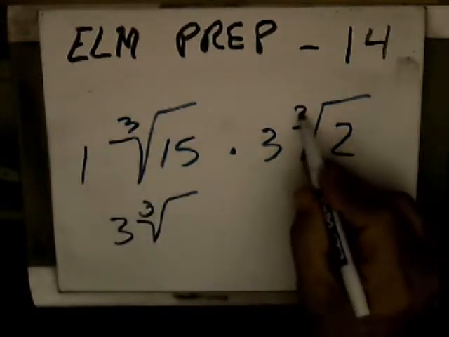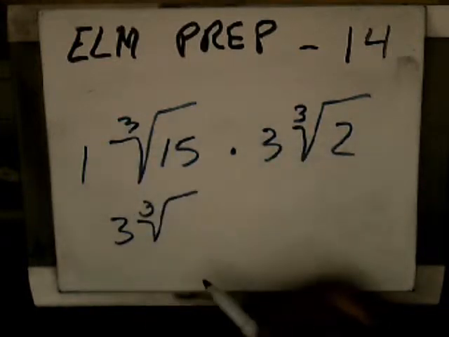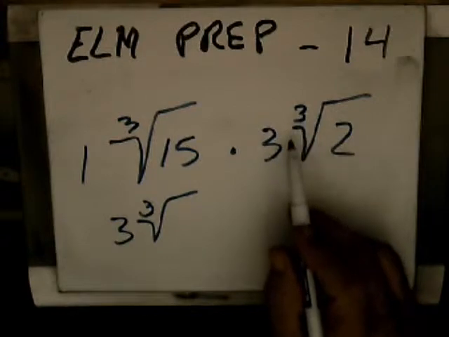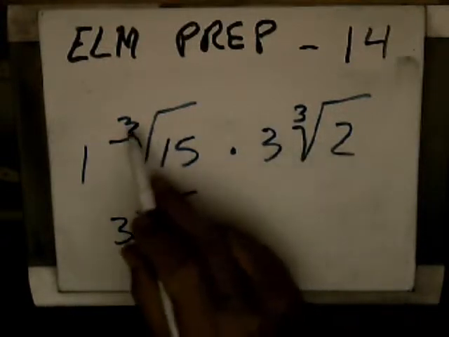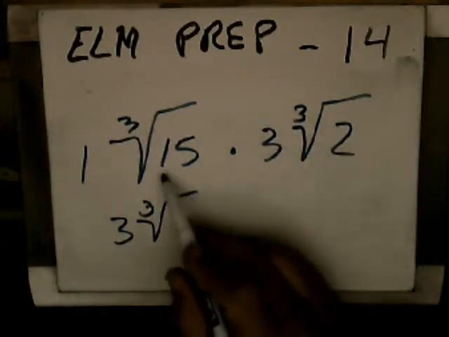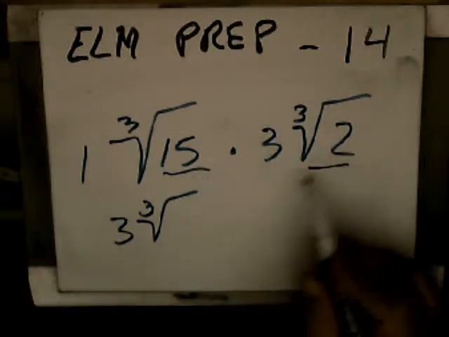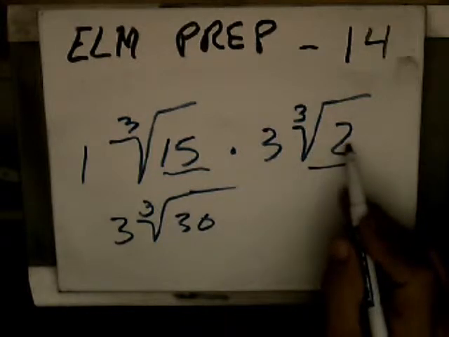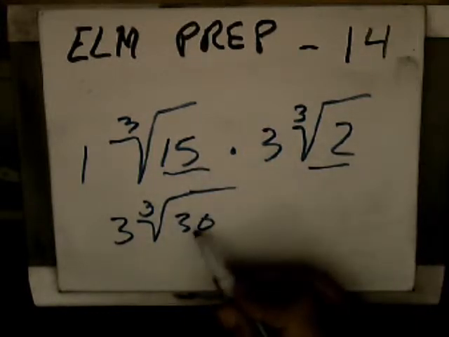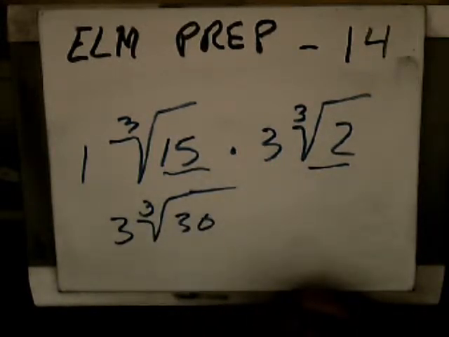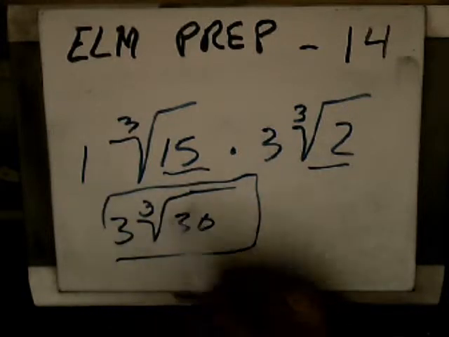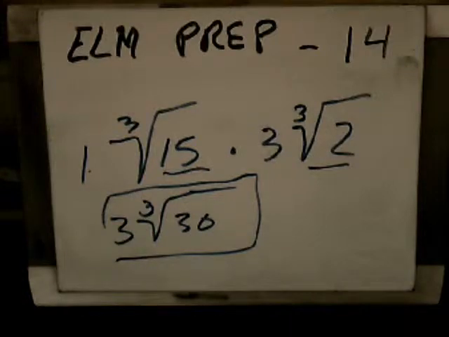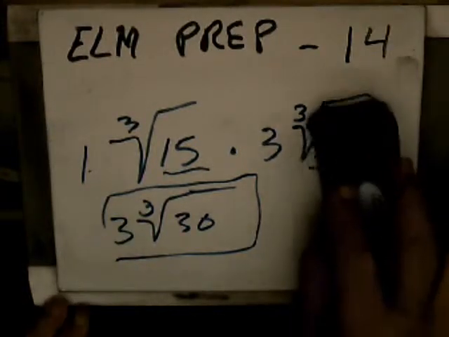They are both cube roots. You almost screwed up there, didn't I? You would have said, nah, can't do that. And you'd be right. They both have to be the same radical. Inside, they do not. So 2 times 15 would be 30. And since this is not a cube and this is not a cube, nothing's going to come out of our multiplied answer. So that would be our final answer. Outside times outside, inside times inside. 3 cube root of 30.